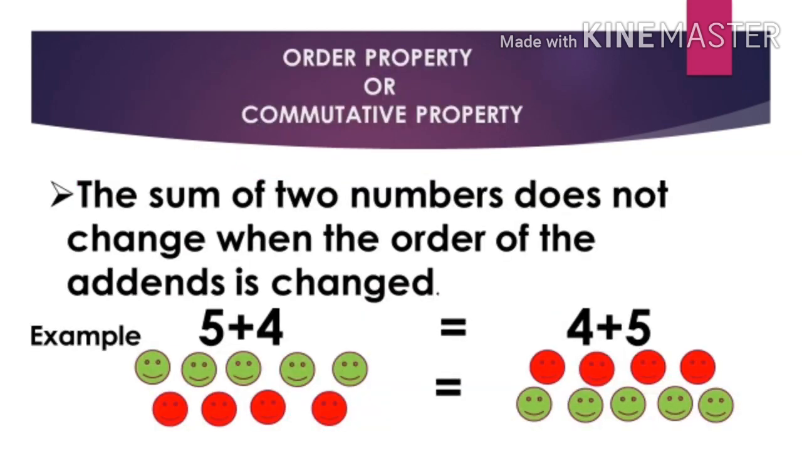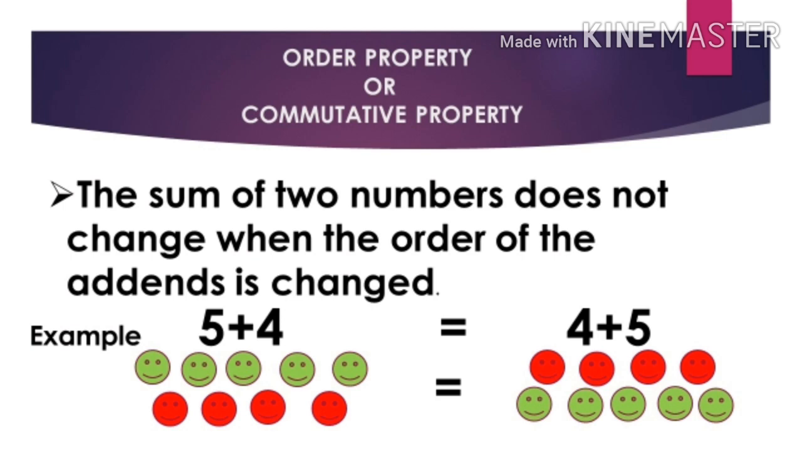Let's understand the very first property, that is order property. Children, the order property is also known as commutative property. The property means the sum of two numbers does not change when the order of the addends is changed. Let's understand the property with the help of very simple example.